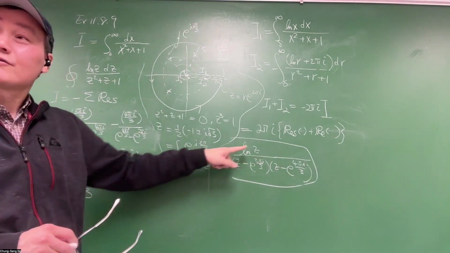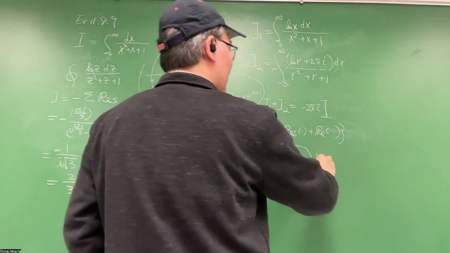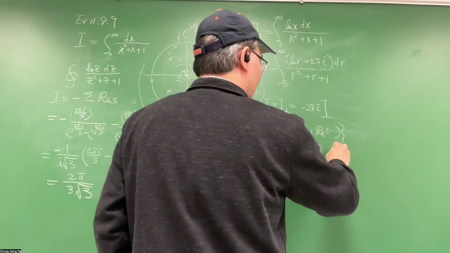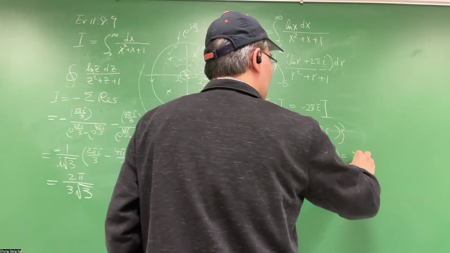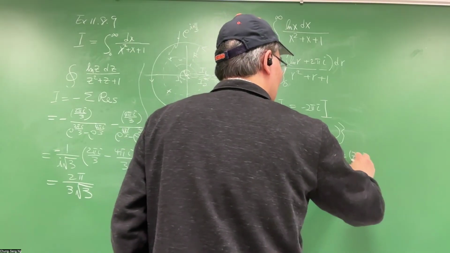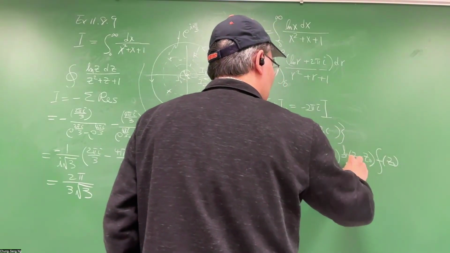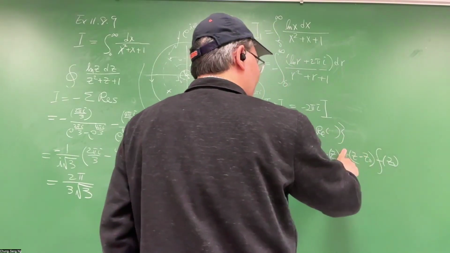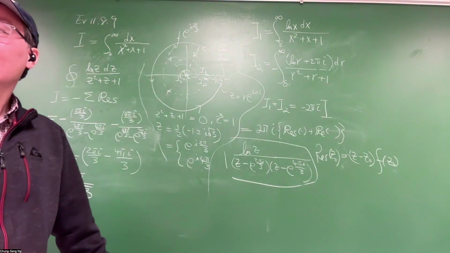This one, cancel this factor, because that's the formula. That's for a simple pole. The formula for the residue at, say, c0 is equal to c minus c0 times f(c), and take the limit of c going to c0. I mean, you can say this is taking the limit, right? Okay.